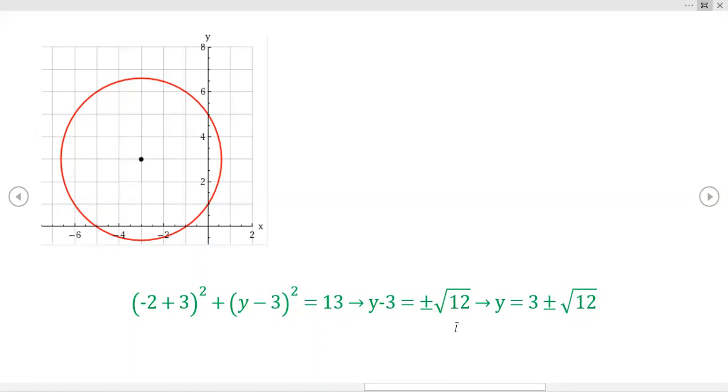So 3 minus a number between 3 and 4 would be about right here, and 3 plus a number between 3 and 4 would be somewhere in there. We don't know the exact values. But anyway, hope you guys enjoyed that. I hope it helped. Again, the spirit of this was to work from the graph to the equation and also answer a question.